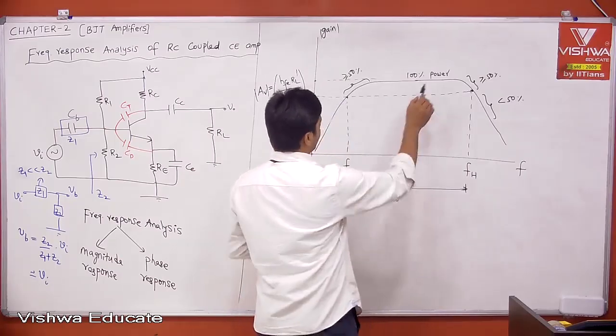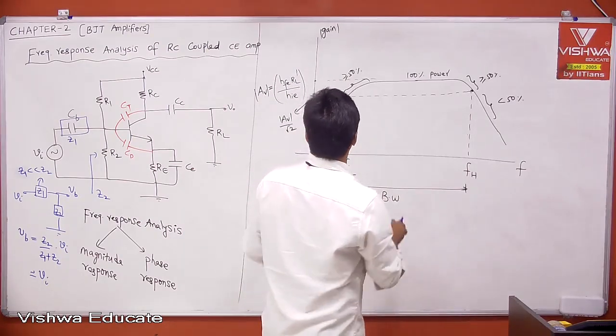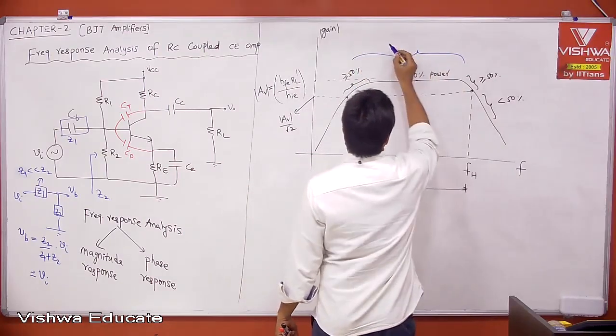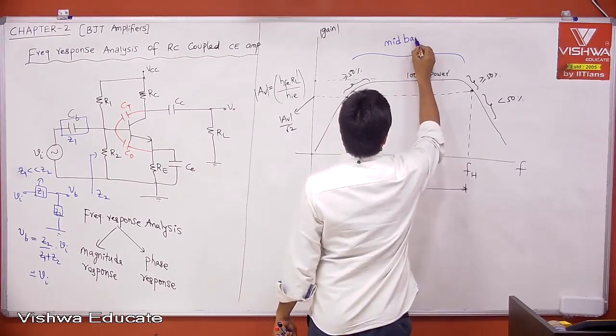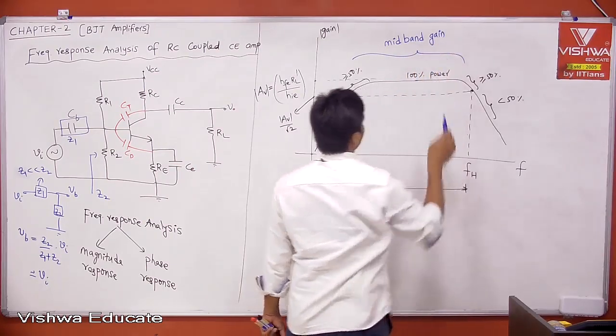And this is your gain, and this gain is called the mid-band gain. Why is it called the mid-band gain?